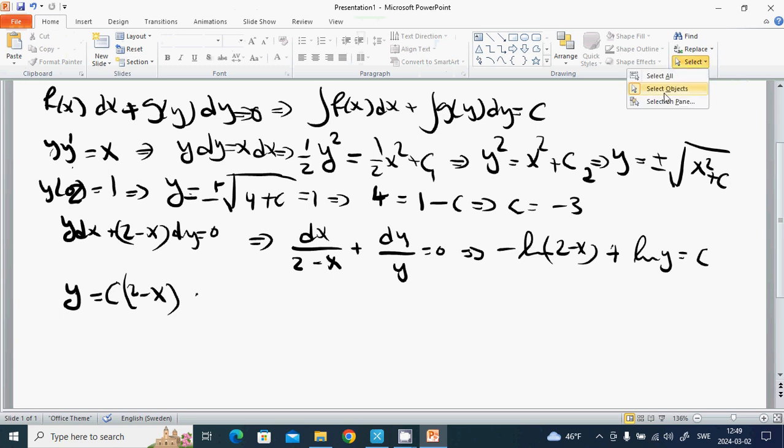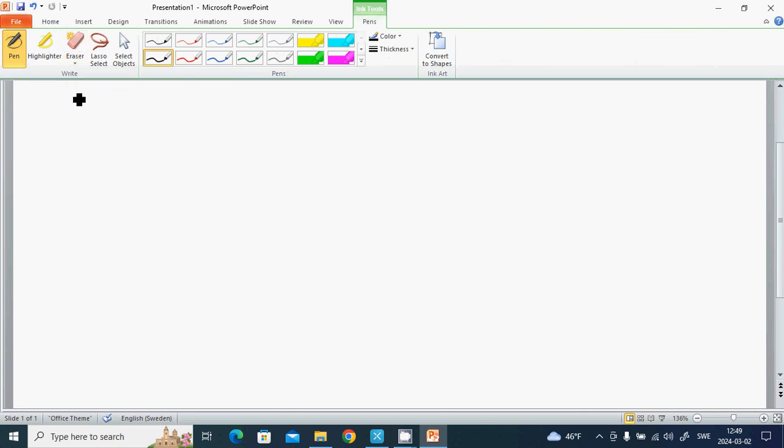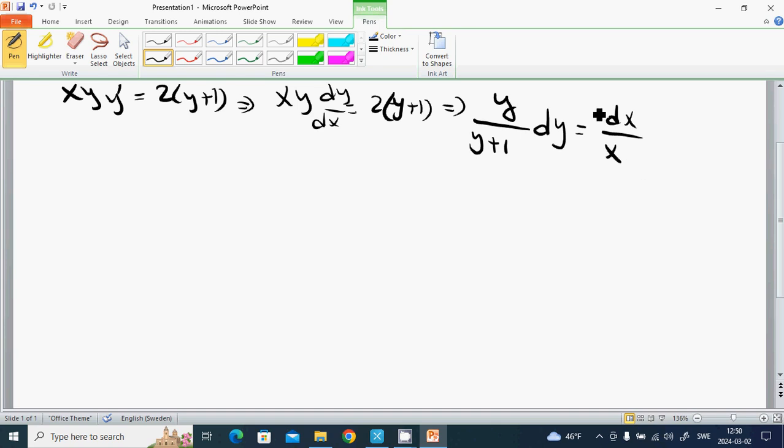Another interesting example to solve: x y prime equals 2y plus 1. Then x dy/dx equals 2y plus 1, and separating variables, y divided by y plus 1 dy equals 2 dx divided by x.